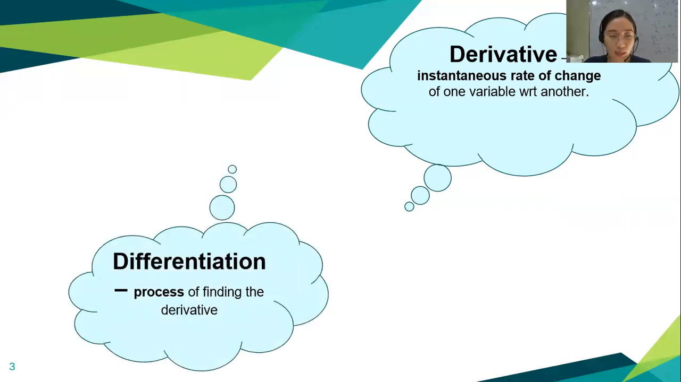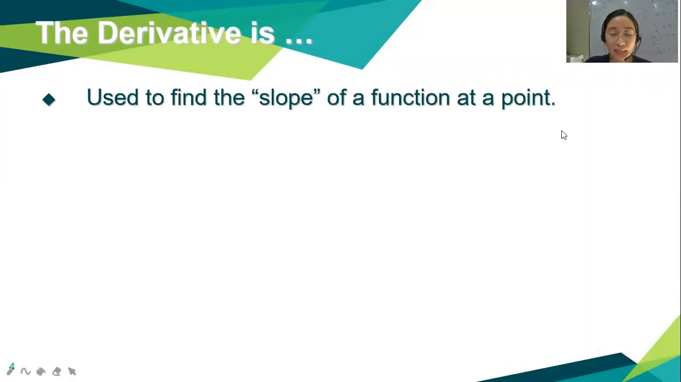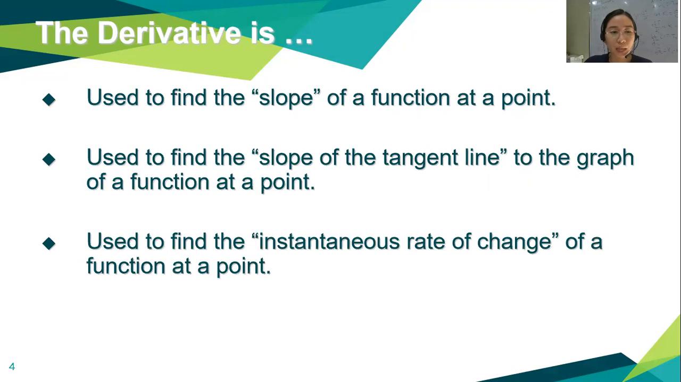So what is differentiation? It is the process of finding the derivative. And the derivative is used to find the slope of a function at a point, and to find the slope of a tangent line to the graph of a function at a point. That is why this video is an introduction, or a recall, on how we find the slope of a tangent line. And also, it is used to find the instantaneous rate of change of a function at a point.